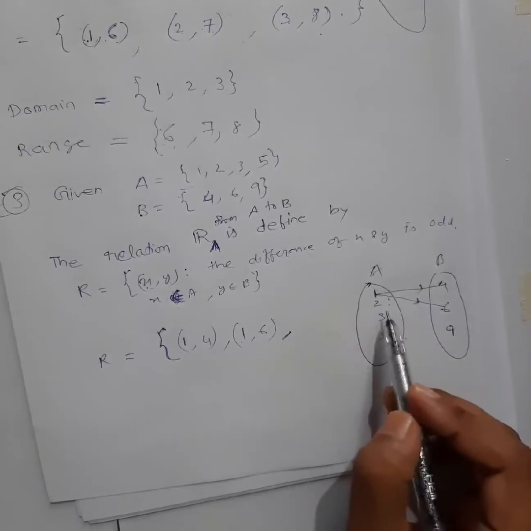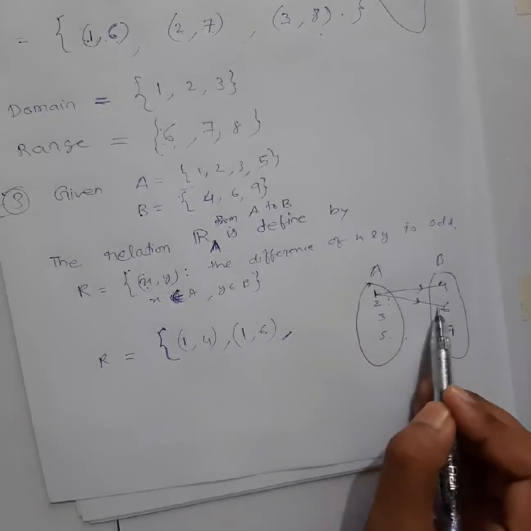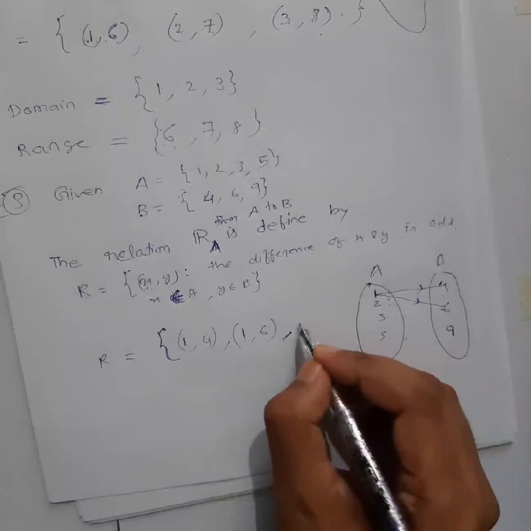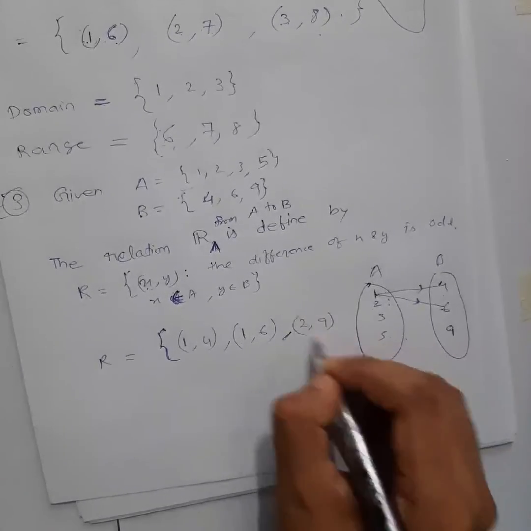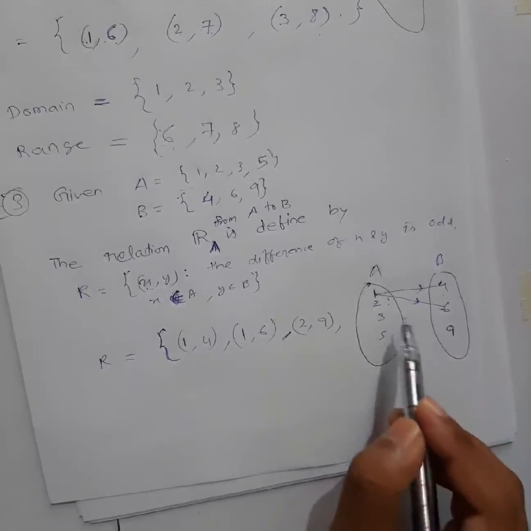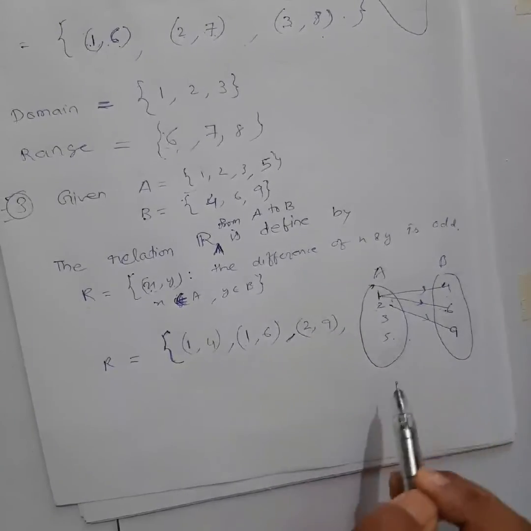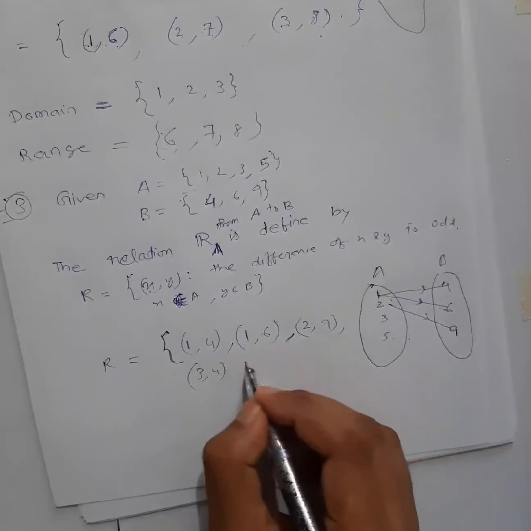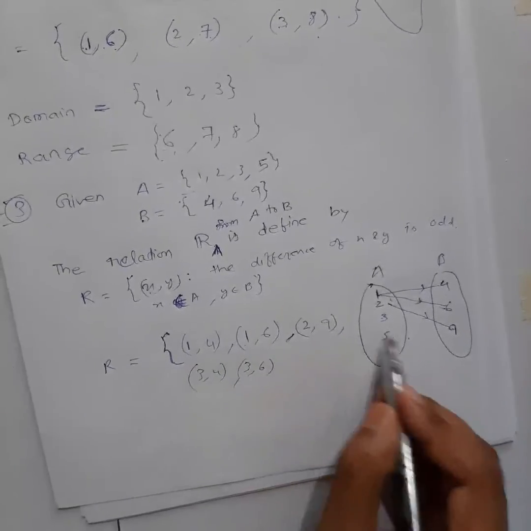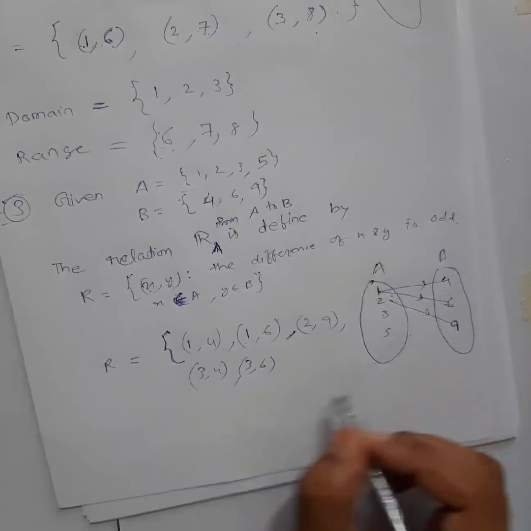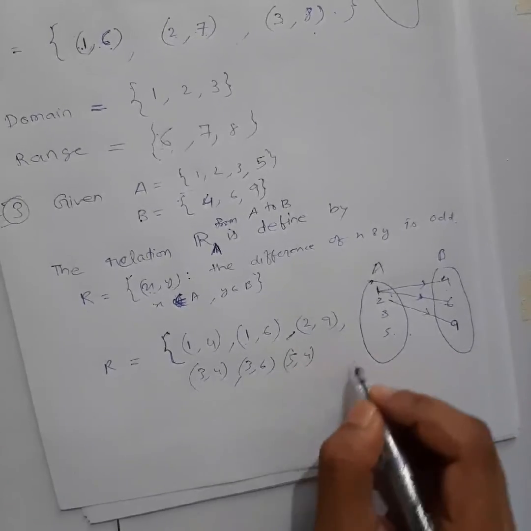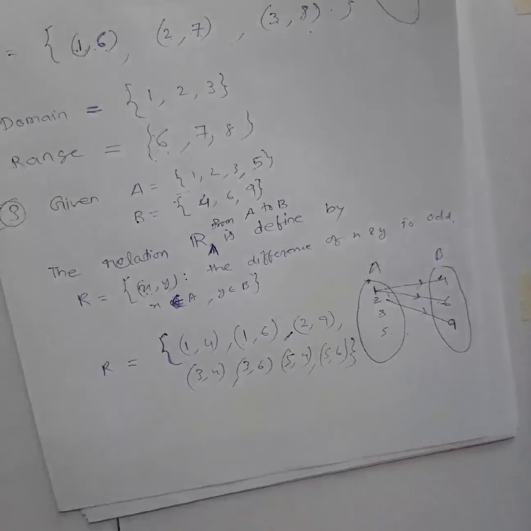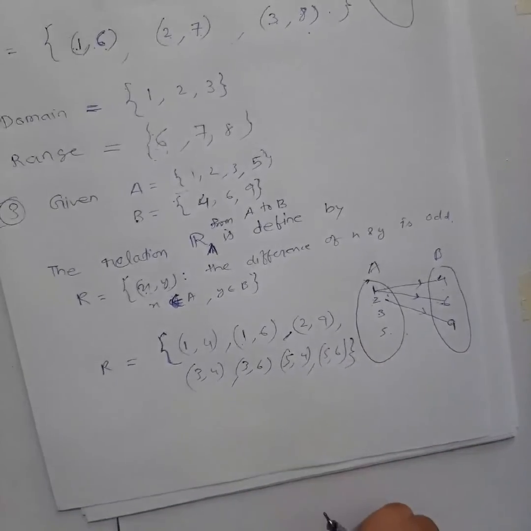Okay, so next, (2, 4) can I take? Obviously no. (2, 6) no. (2, 9) can I take? Yes, (2, 9) I can take. 9 minus 2 is 7, so this gives a difference that is an odd number. Next, this and this will be related. (3, 4), yes, I can take. (3, 6), yes. (3, 9) no. (5, 4), yes. (5, 6), yes, and (5, 9) we cannot take. So these are the elements in roster form.